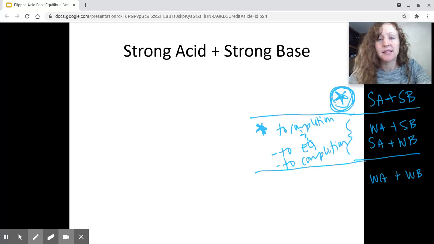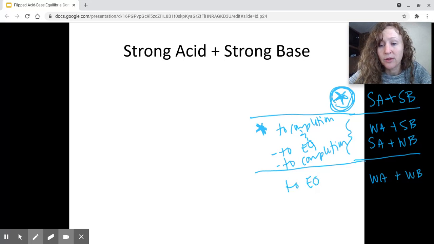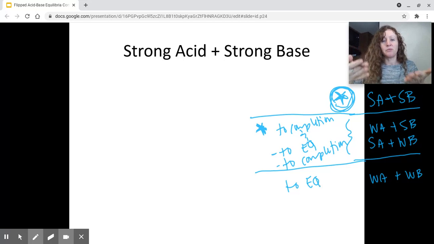Okay, and then lastly, we could have a situation where we're mixing weak stuff with weak stuff. This will always go to equilibrium. If the acid is present by itself, it'll go to equilibrium. If the acid and base are mixing, they're going to react and whatever's left will go to equilibrium. If the weak base is present by itself, it will go to equilibrium. So whenever you have weak stuff with weak stuff, it'll just go to equilibrium.